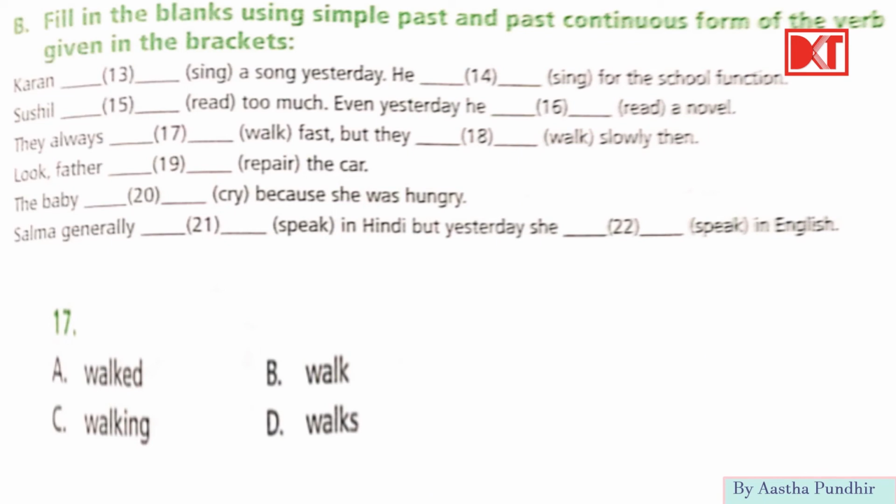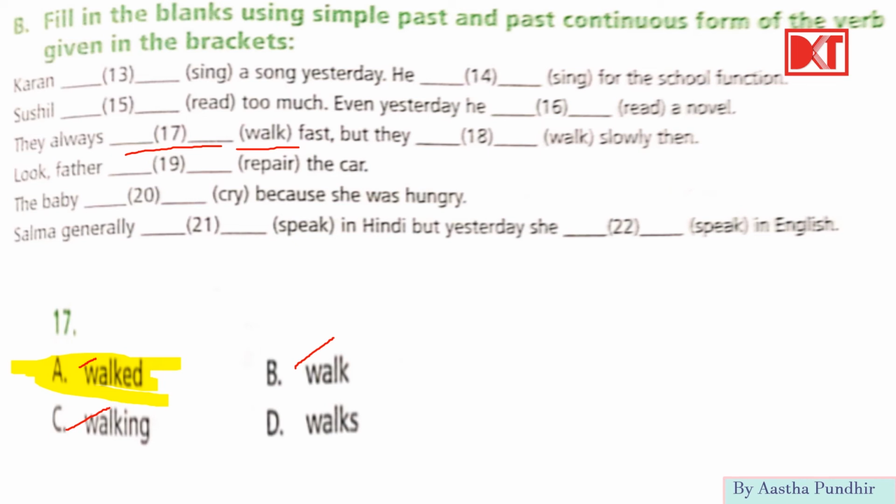Alright, so the next option, they always dash fast. The verb is walk. A, they always walked fast. B, they always walk fast. C, they always walking fast. And D, they always walks fast. Here the correct answer is they always walked fast. We're talking about simple past. Right, they always walked fast. We're talking about a past habit.